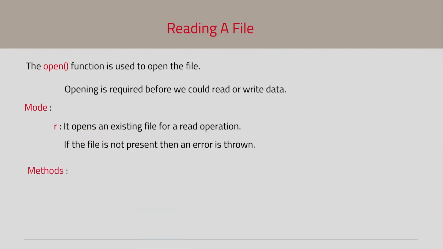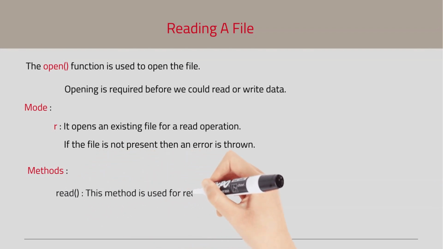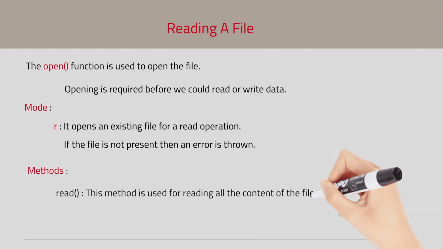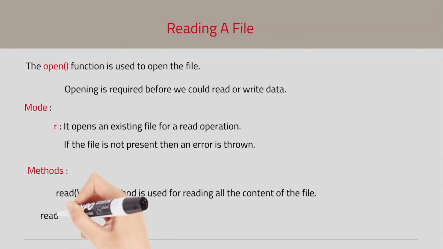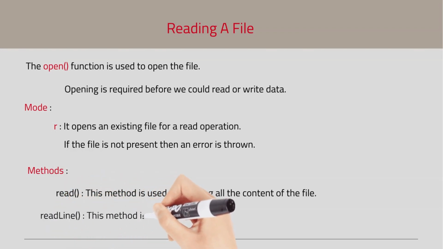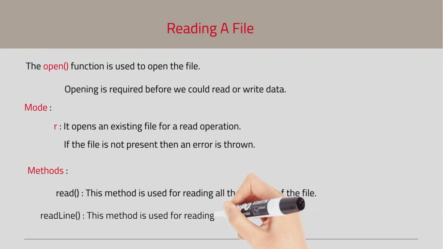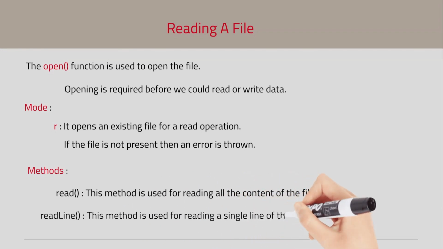There are two methods which are mainly used for reading files. The first is the read method. This method is used for reading all the content of the file. The second is the readline method. This method is used for reading a single line from the file at a time. We can also specify the number of characters to be read by passing it as a parameter to the read and the readline methods.